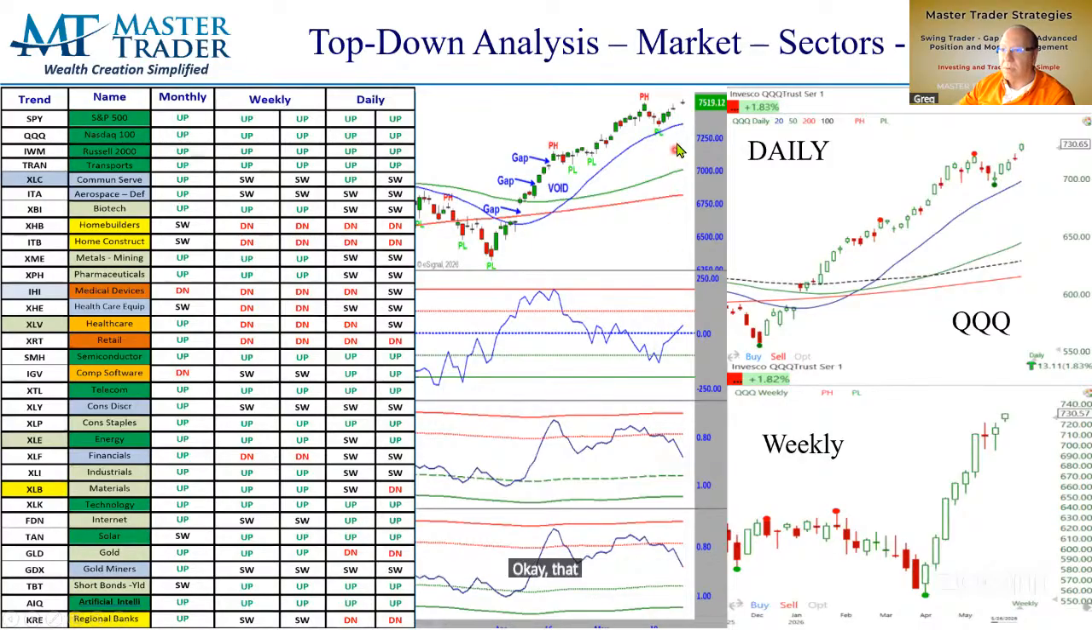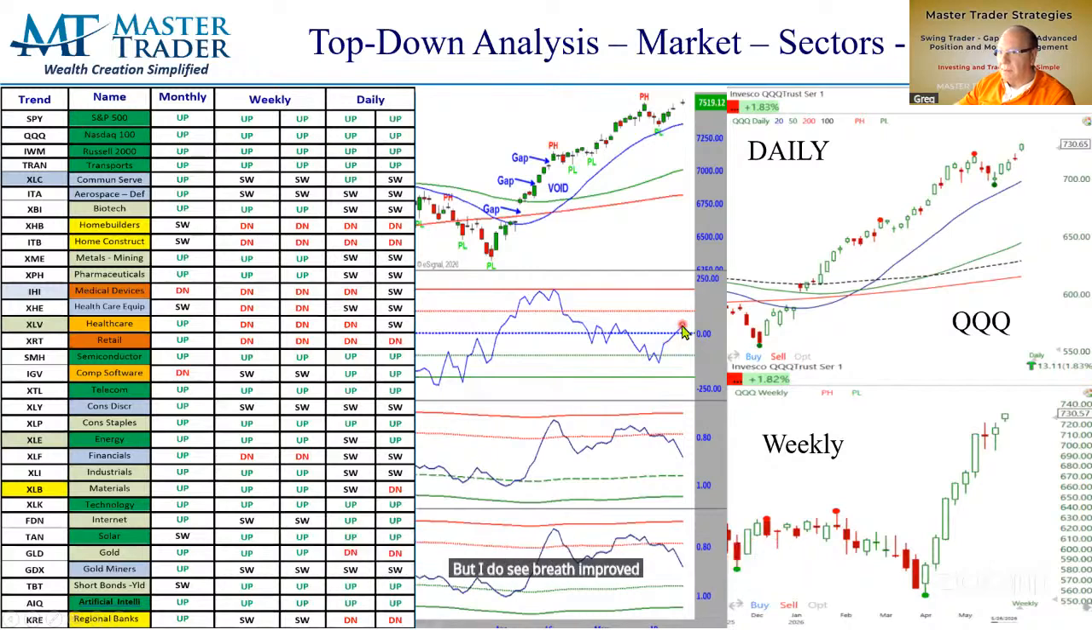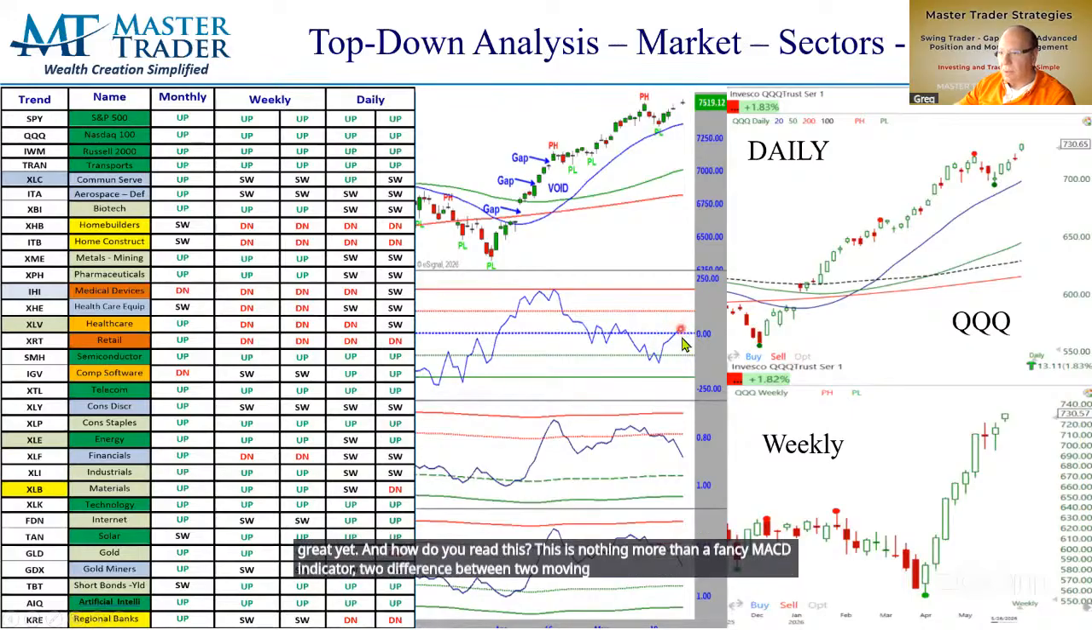Okay, that's understandable as the markets are going up and then they gap up. They're hedging, possibly. They're buying more puts than calls. That's what this tells us. It's not in an extreme yet, but they may be thinking ahead of what's coming. We just don't know yet. This is neutral. This is neutral, but I do see breadth improved, but it's not great yet. And how do you read this? This is nothing more than a fancy MACD indicator, difference between two moving averages. That's what this line is, the 12 and the 26 exponential.